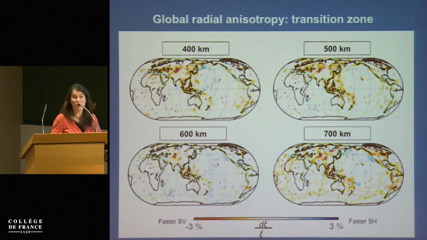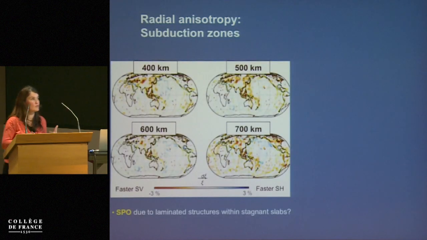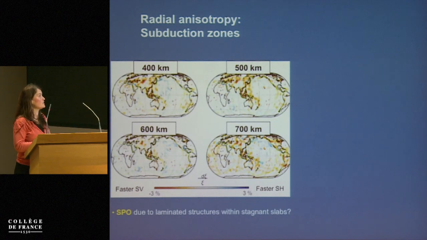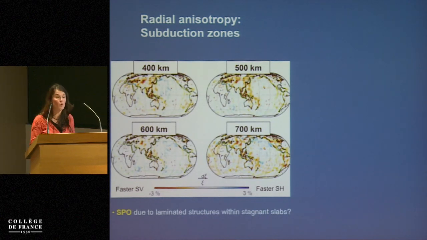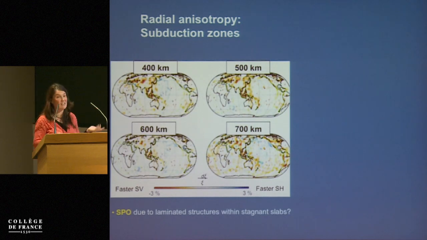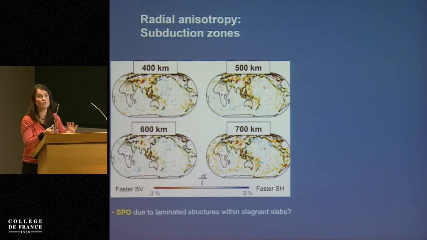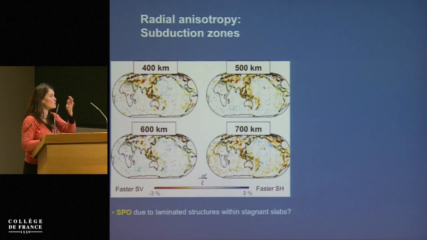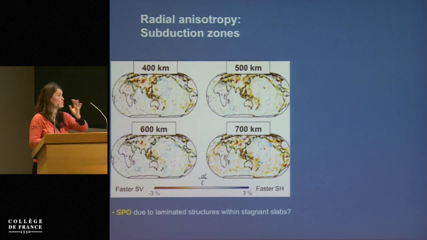So what could cause this anisotropy? Of course, this is now interpretation, so perhaps the simplest first-order interpretation could be to think in terms of SPO, perhaps due to laminated structures being transported within the slabs. Most of the slabs really are stagnant in this region, either at 660 or in the 660 to 1,000 kilometers depth region. So this horizontal motion could lead to strong deformation. So perhaps that could be one simple answer to it.